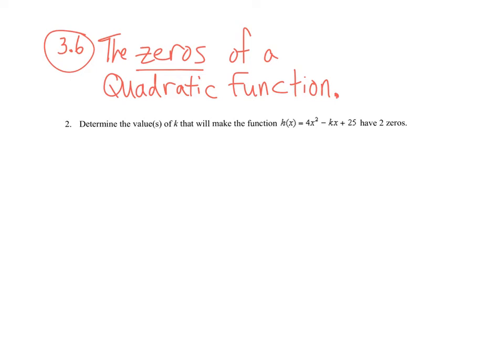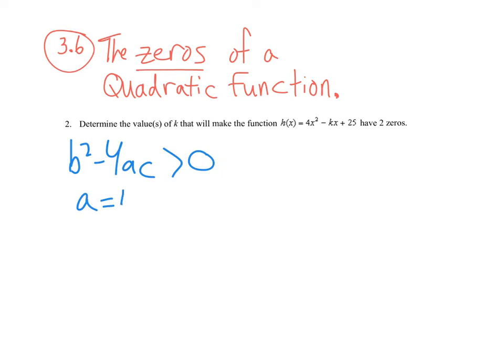Hello everyone. In this video we will determine the values of k that will make the function have two zeros. So we're going to focus on the concepts of the zeros of a quadratic function. And to start we need to consider the discriminant. And the discriminant is b squared minus 4ac. And since we're looking for two zeros, this needs to be a positive answer. So in other words, greater than 0.